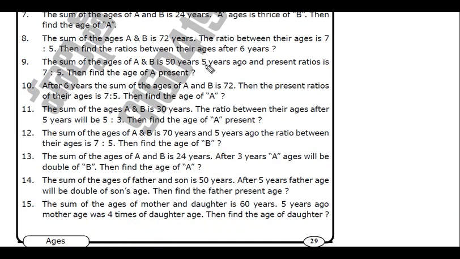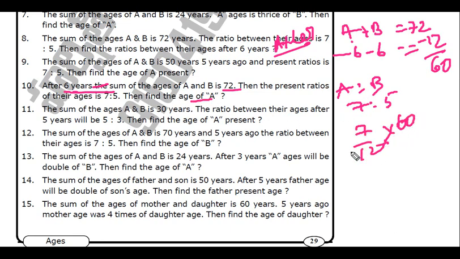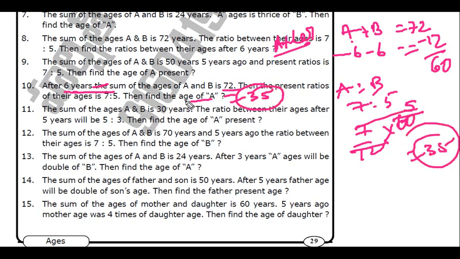Okay. The sum of the ages of A and B is 50 years. After 6 years. So if we bring present, minus 6 minus 6 equal to minus 12, means what is the value? 60. And their present ratio is 7 is to 5. Then find the age of A means 7 by 12 into 60. 12 5 years, 7 5 years, 35 years. What is the 35 years age?